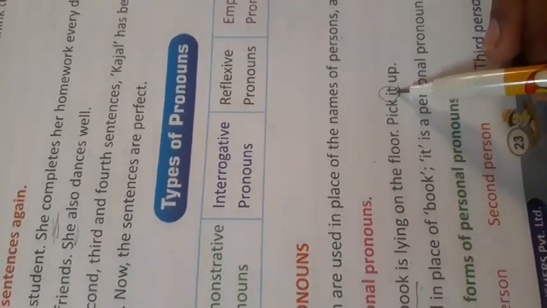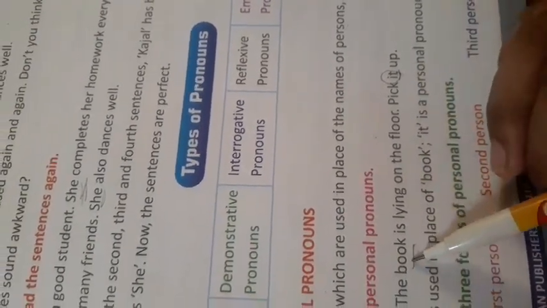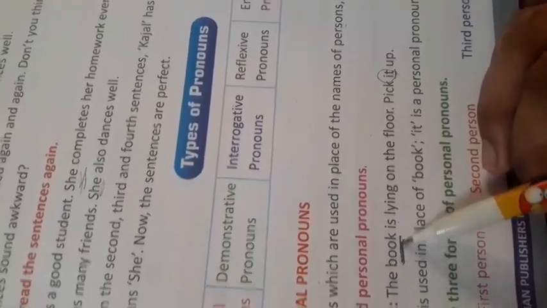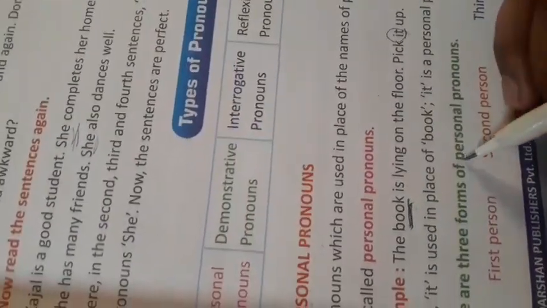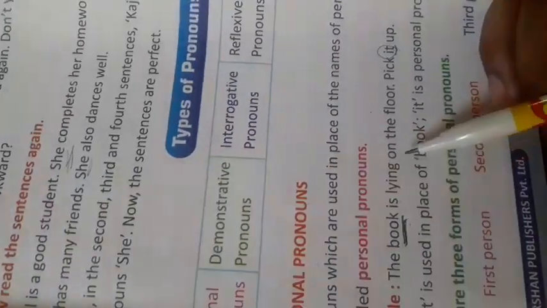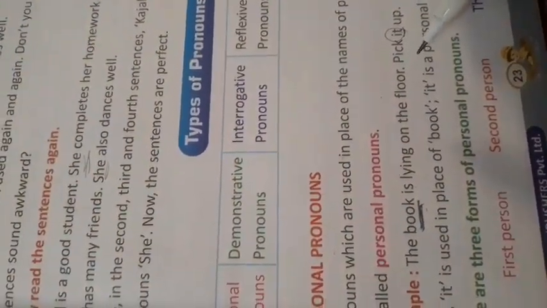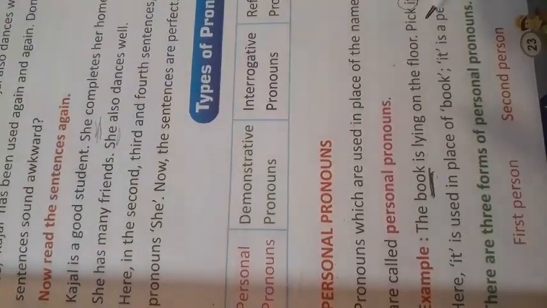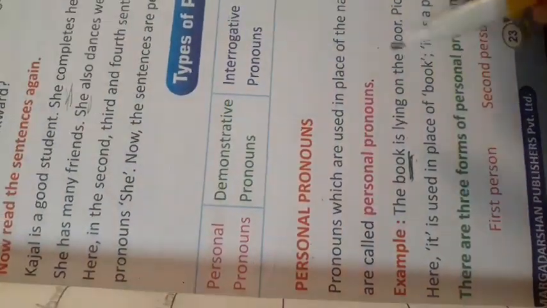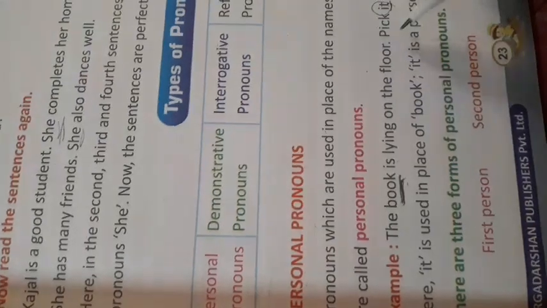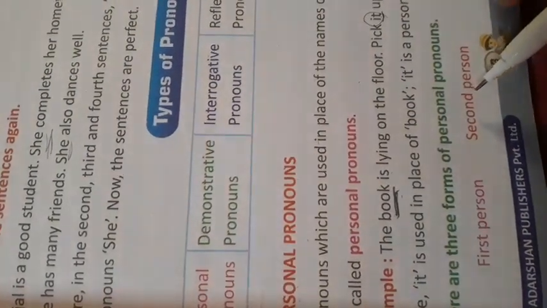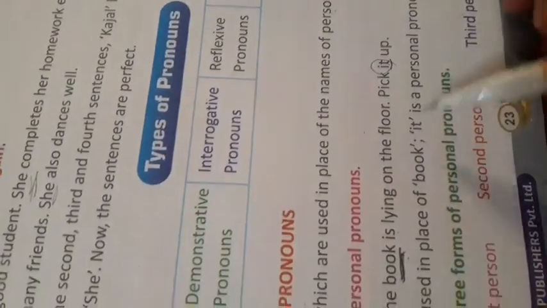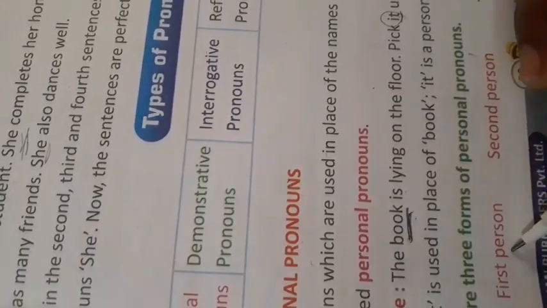So what is it here? It is the pronoun which is used in place of a book, and a book is a thing, isn't it? Like this, many pronouns are used in this place. For example, personal pronouns like I, me, you, they, we, all these are personal pronouns. But the personal pronoun has 3 forms: first person, second person, and third person. All these pronouns are divided accordingly.